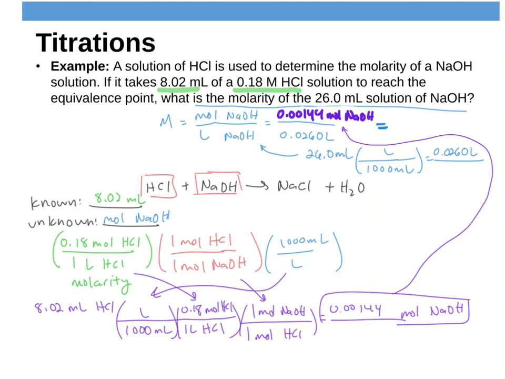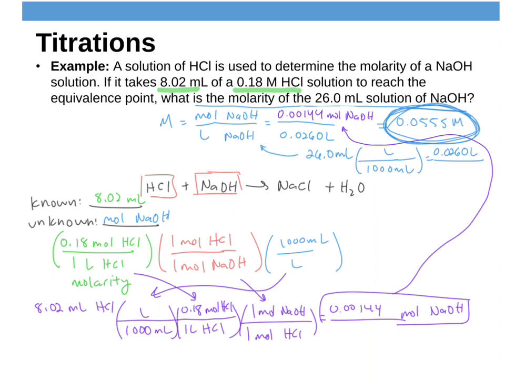And now I just take 0.00144, divide that by 0.0260, giving me 0.0555 molar. That would be my final answer, right? That is the molarity of this sodium hydroxide solution. I determined it because I knew I mixed it with the reagent that I knew the concentration of. And so I could just deduce, because I know the mole ratios between the two in an equation, how many moles were present in that final solution.